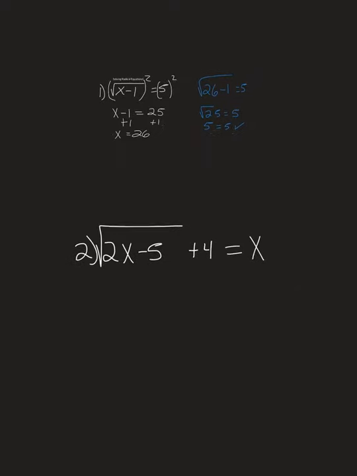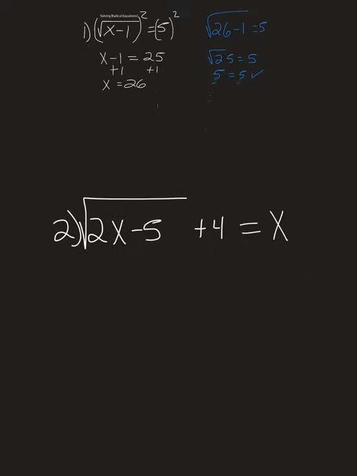Okay, so here's example 2. We have the square root of 2x minus 5, plus 4, is equal to x. Same objective here. We need to find x. However, what we have here is the square root sign. We know that somehow we're going to need to get rid of that, so we're going to need to square both sides.